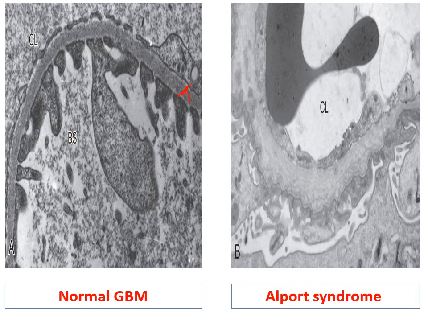And for the foot processes, they are very healthy. This is the Bowman's space. This is the capillary lumen. Look for the thickness of the basement membrane here, and this is the healthy appearance of the foot processes.